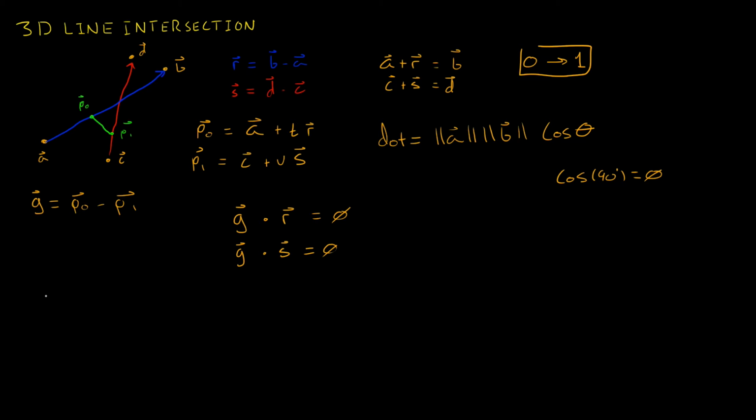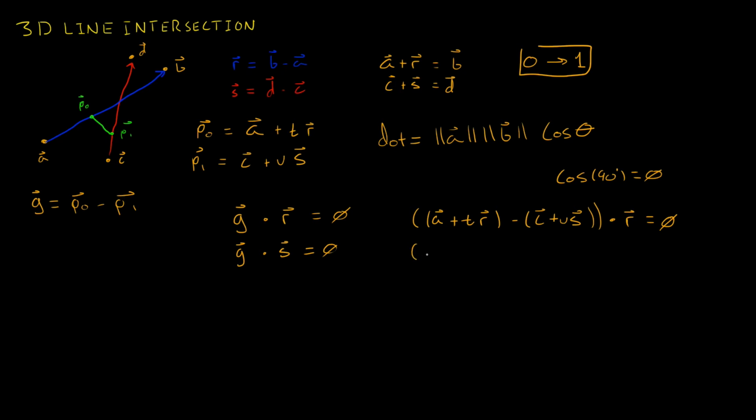And this is where things start to get mathy. So what's the best way to do this? G. I'm going to fill this in for both P0 and P1, which we have represented up here. So that's going to be A plus T times R minus C plus U times S, and then dotted with R is equal to 0.